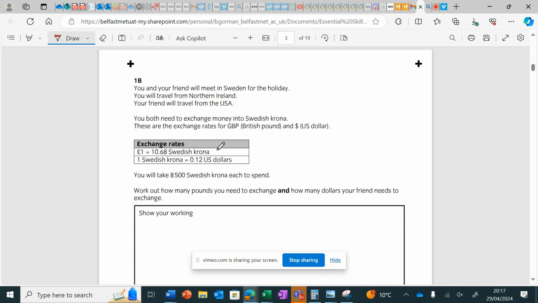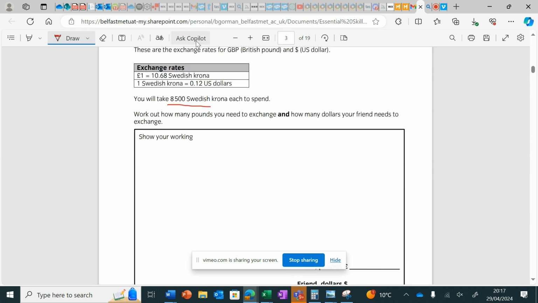Now we have to change some money from the Swedish krona. So we're changing Swedish krona. Seems to be we're changing it to pounds and to dollars. So we'll do the pounds first. So £1 equals 10.68 Swedish krona. And I want to change 8,500 Swedish krona. So I'm going to put it over there.